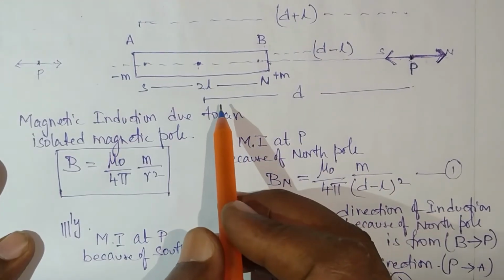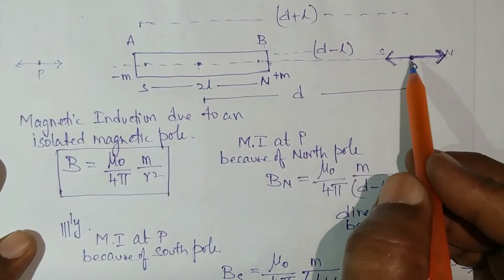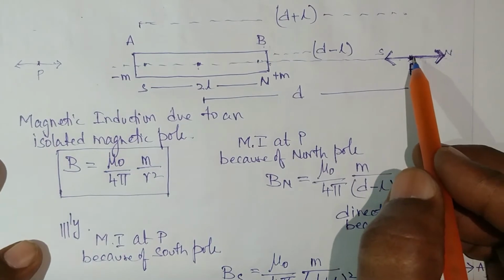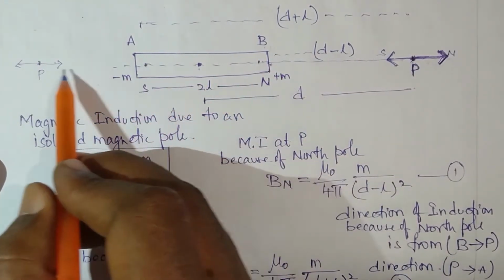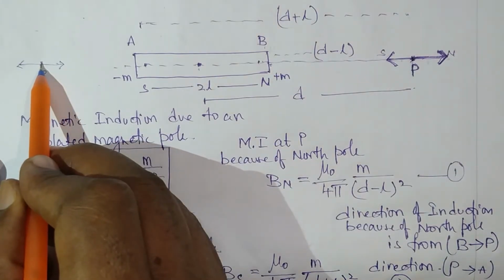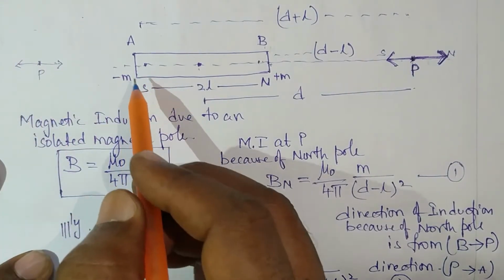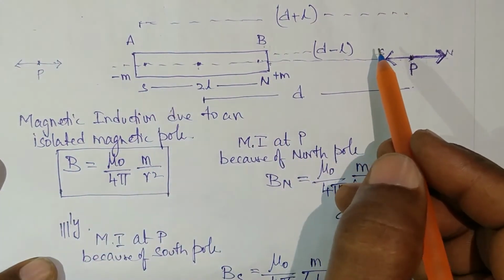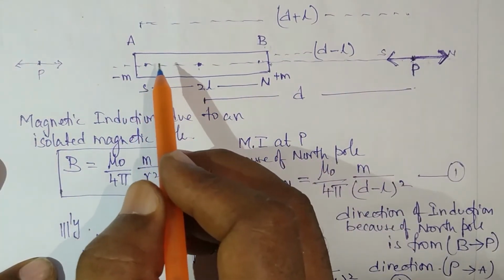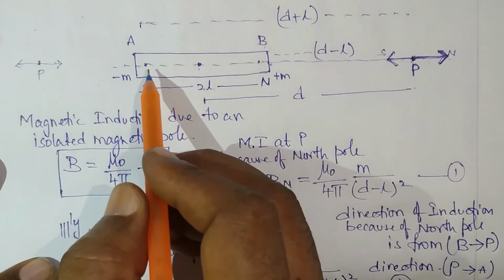Now what happens if the point P chosen on the axial line is on the left side of this bar magnet, where it is very close to the south pole? Will there be any change in the magnetic induction, or will it remain the same? Means if P is close to the north pole or south pole, the magnetic induction will be the same. Why will it be the same?